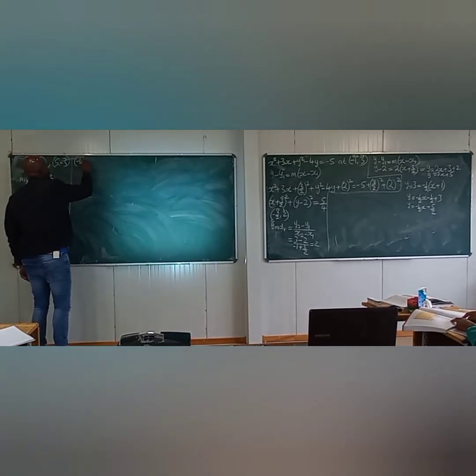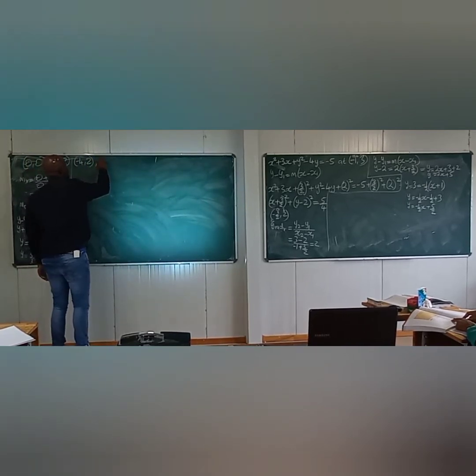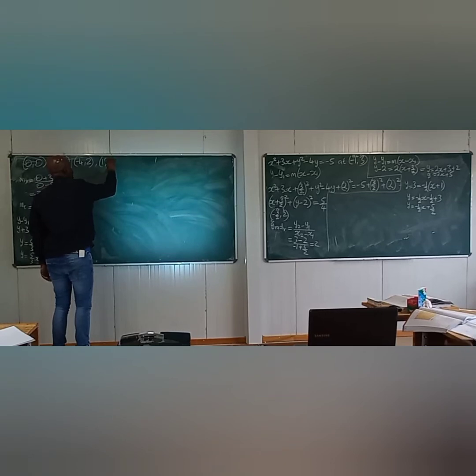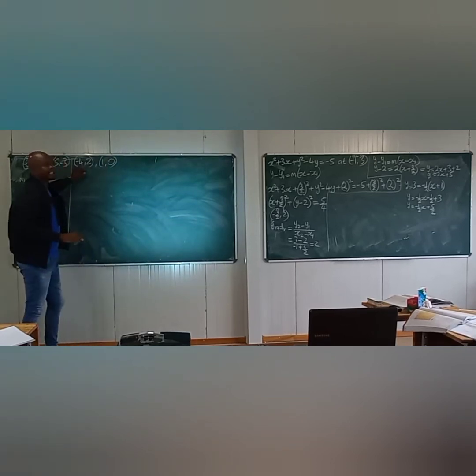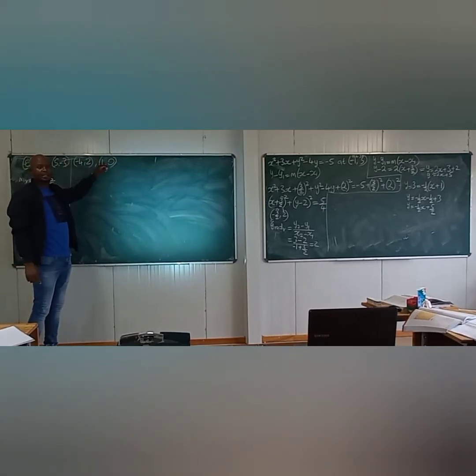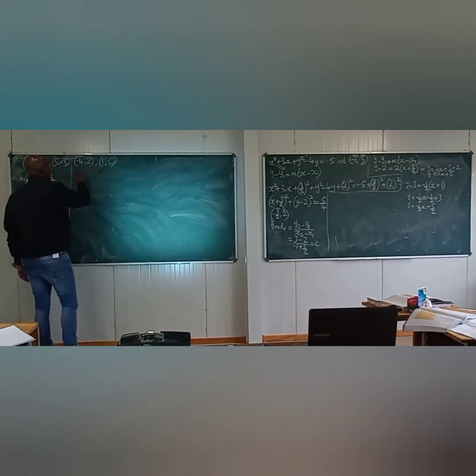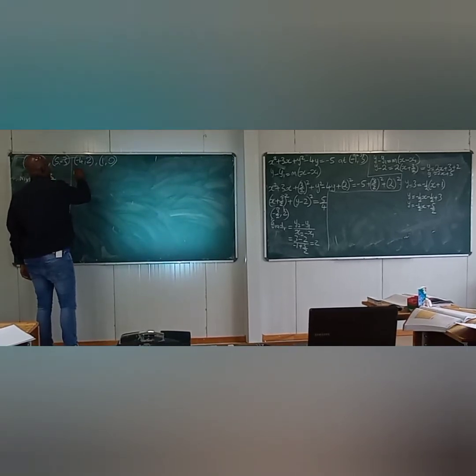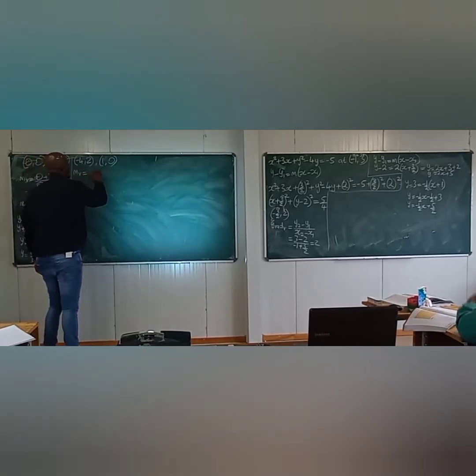Minus 4, 2 and 1, 0. So this one is the center, and this one is the point. So we can find the gradient of the radius.